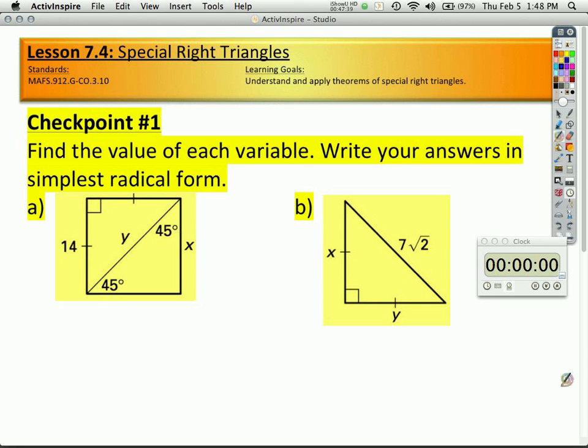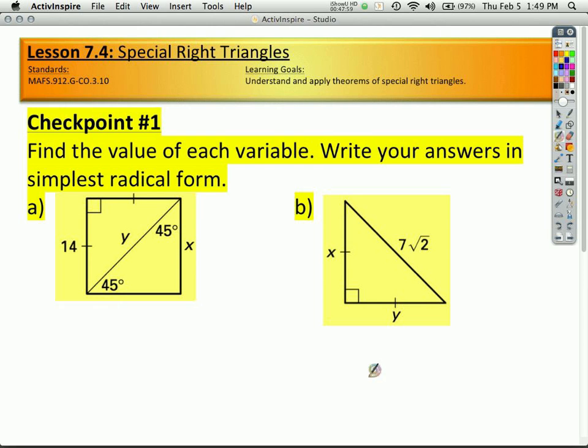Okay, let's see how we did. On part A, you're going to tell me the value of x and the value of y. Tell me both. Student number 21, 13, and 6. Student number 21, what'd you get? X equals 14 and y equals 7. Okay, and student number 13.